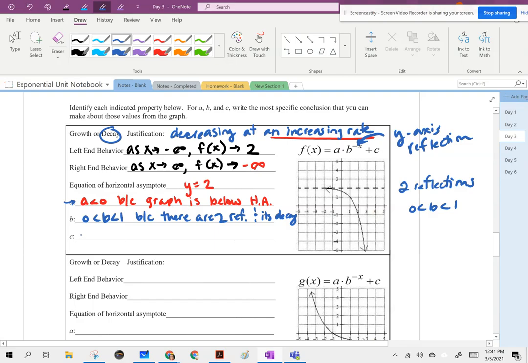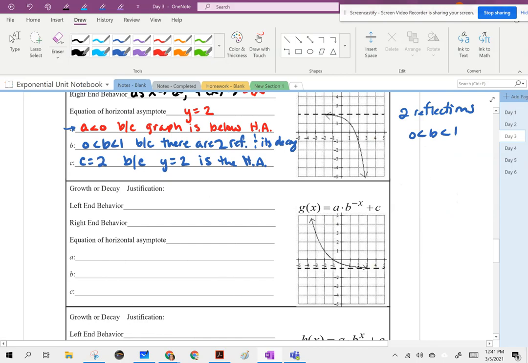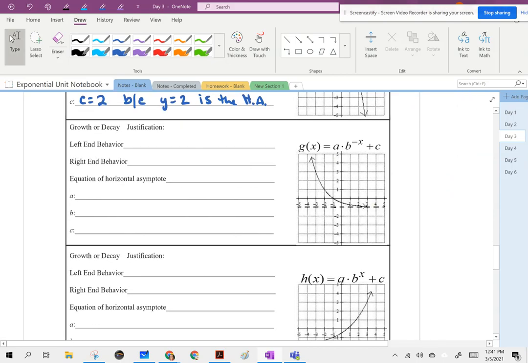Now let's take a look at C. C is going to equal that horizontal asymptote. So C is equal to 2 because y equals 2 is the horizontal asymptote. All right, so let's see what you guys can get on this.